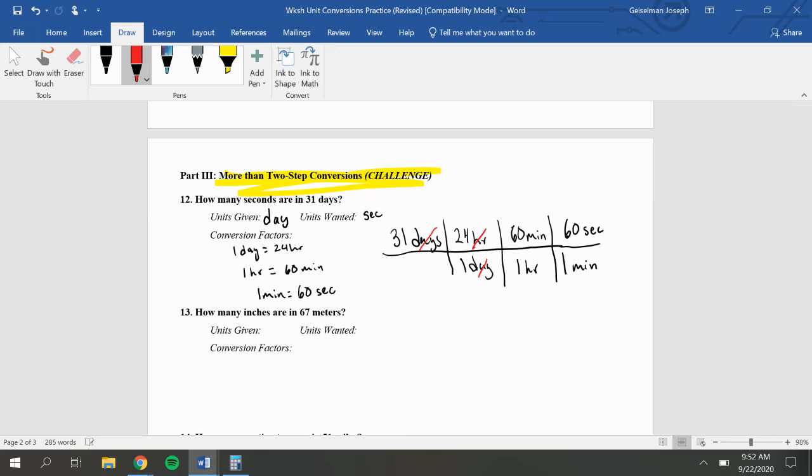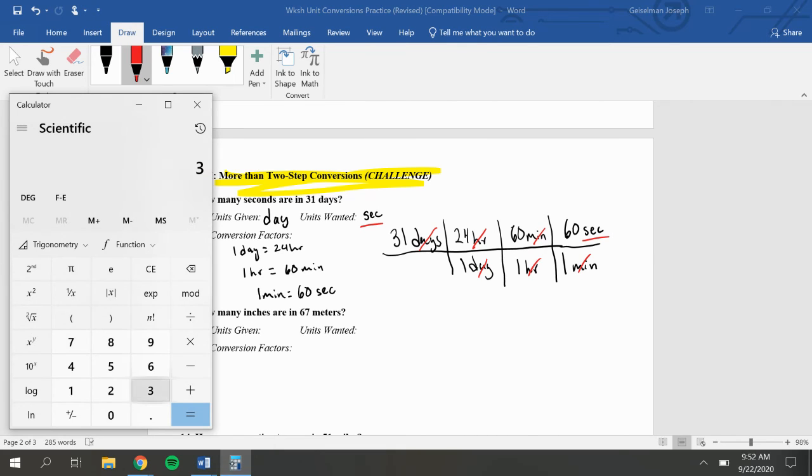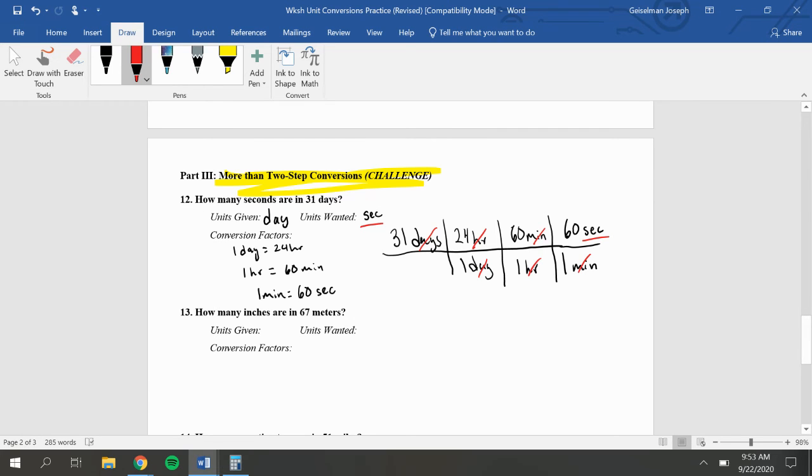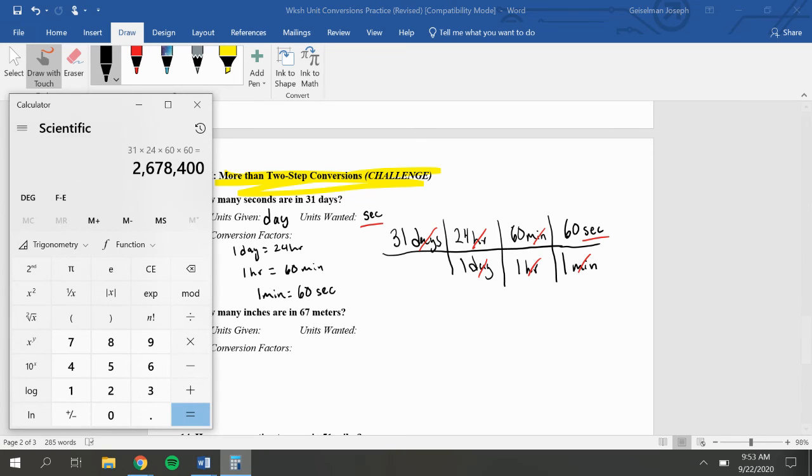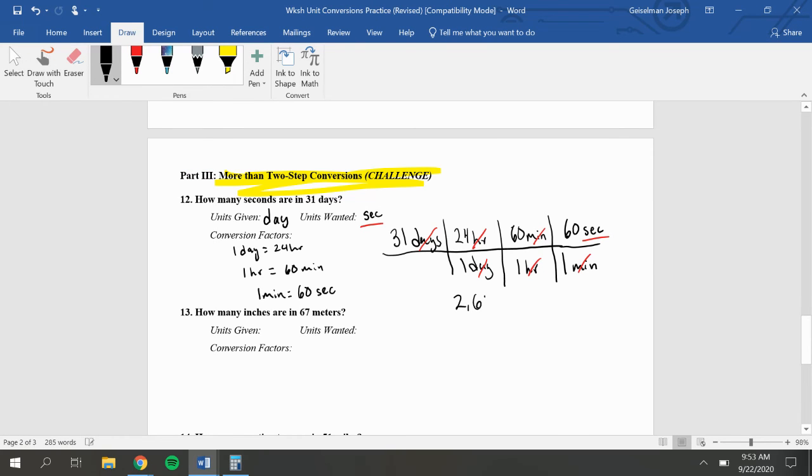My days cancel, my hours cancel, my minutes cancel, and I'm left with seconds, which is what I wanted in the beginning. And now I can just go in and plug all of those numbers into my calculator. 31 times 24 times 60 times 60, right? That equals 2,678,400. All right, and that, because it's divided by 1, is going to be my answer. So my answer is 2,678,400. I pulled that right on down, seconds.